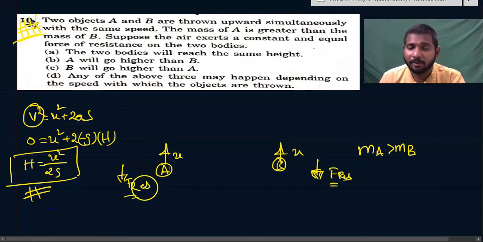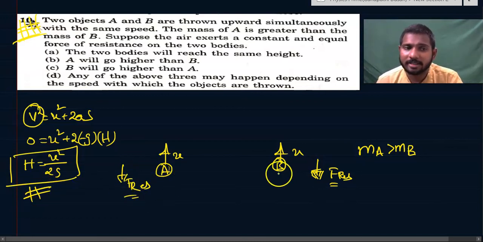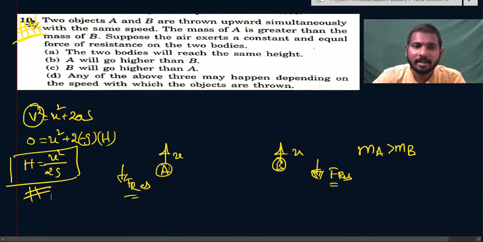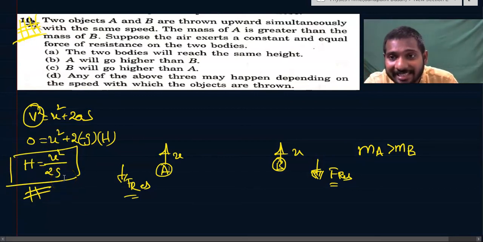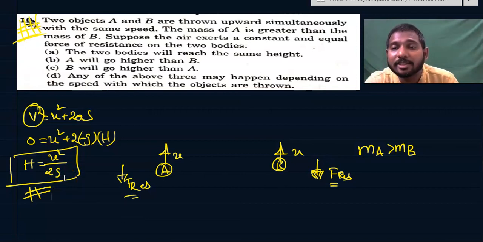In case air resistance is not there, the answer is both will reach the same height. The answer is simple because for both of them the initial speed is same, so U square is same, and 2 is a constant. G is same for both of them. Acceleration due to gravity is constant for all bodies irrespective of their mass. So the maximum height is equal for both the balls in case there is no air resistance.